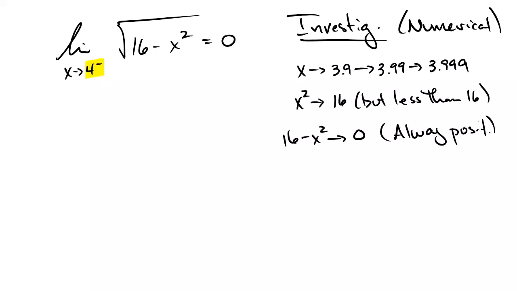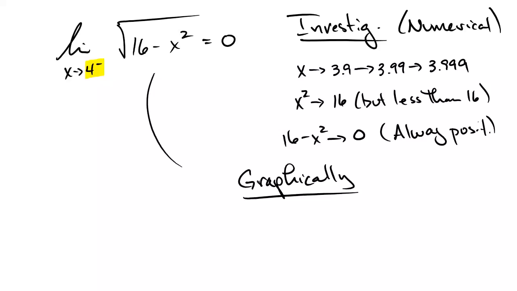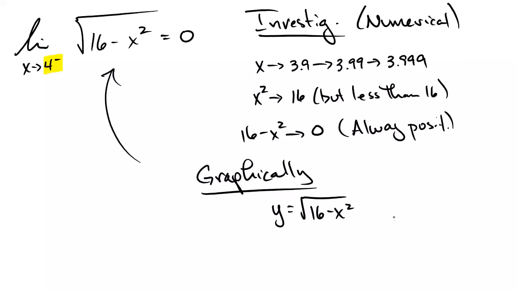We also have the option here of looking at this graphically. And this is a type of graph that I think you'd be good to recognize, that y equals the square root of 16 minus x squared is really just a semicircle with a radius of 4.